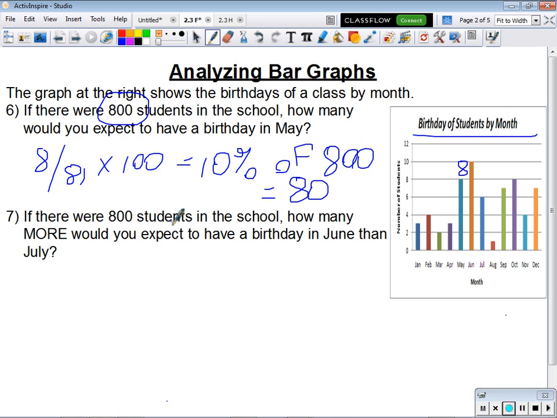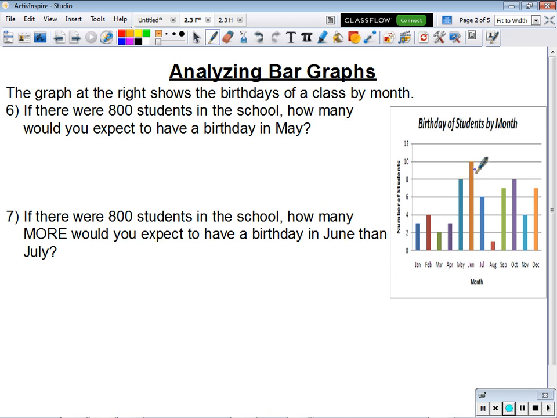Number 7 says, if there were 800 students in the school, how many more would you expect to have a birthday in June than July? So what I want to know first here is, how many more students have a birthday in June rather than July? So if you take a look at this here, there were 10 students that had a birthday in June, there were 6 students who had a birthday in July. So all total there were 4 more students that had a birthday in June than in July.